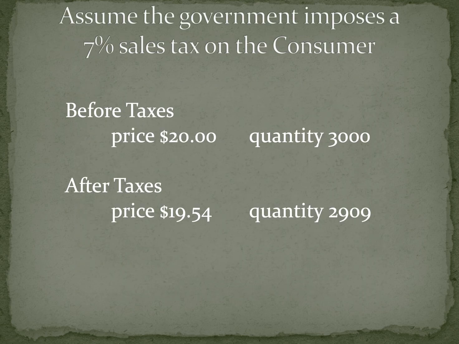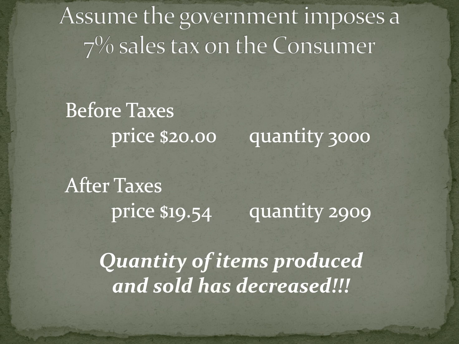So let's consider what's happened. Before taxes, the price of the product was $20, and the quantity produced and sold was 3,000. After taxes, the new equilibrium price and quantity, we have $19.54. That's a price drop, and quantity has decreased now to 2,909. So first and foremost, imposing a tax ends up reducing the number of items that are produced and sold.